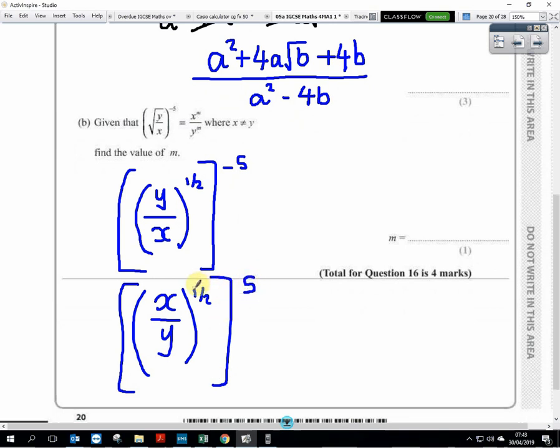Okay. Now, when you have a bracket to a power, you times the powers. So this is x over y, and then if you times 5 by a half, you get 5 over 2. When you have a bracket like this to the power 5 over 2, you apply the power of 5 over 2 to both of the parts of the fraction, so to the top and to the bottom, which is why it says x to the power m and y to the power of m. They're both to the power of 5 over 2, so m is 5 over 2.